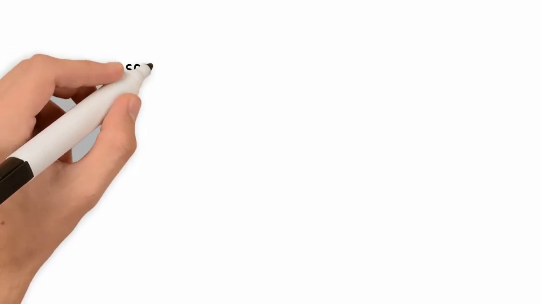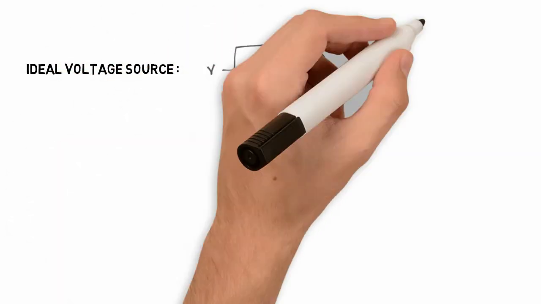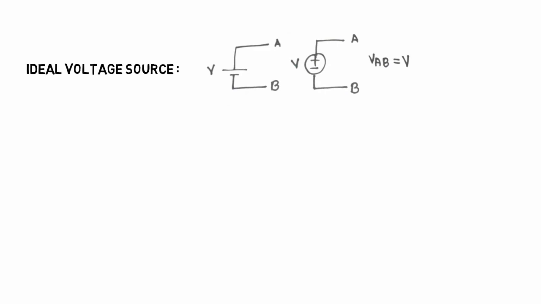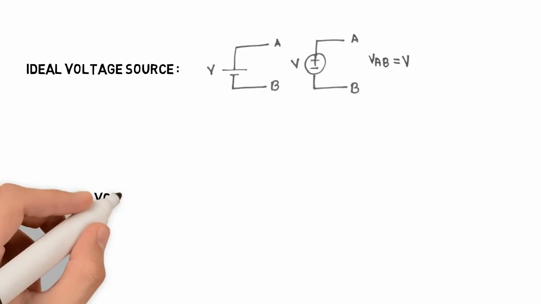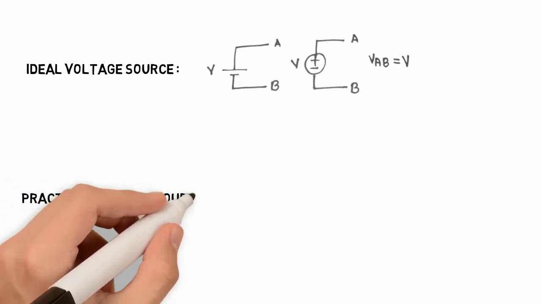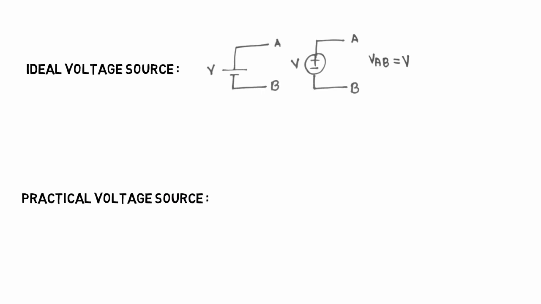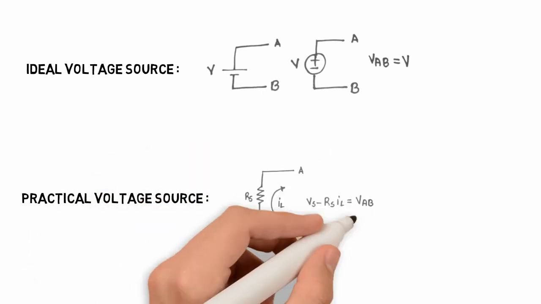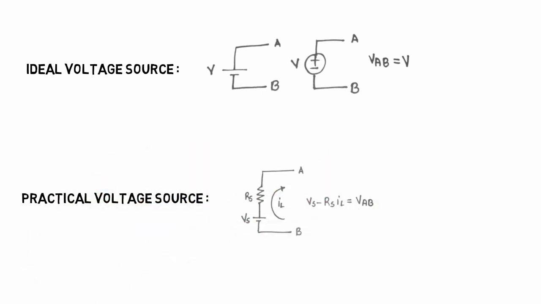Ideal voltage source. There is no internal resistance present in an ideal voltage source, so the entire voltage is present at terminals A and B. Practical voltage source. Some internal resistance is present in the source, so the entire applied voltage is not present at terminals A and B. There is some voltage drop internally.